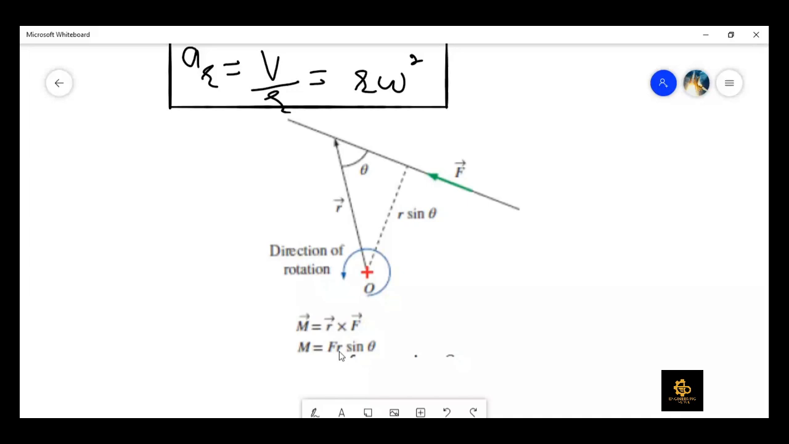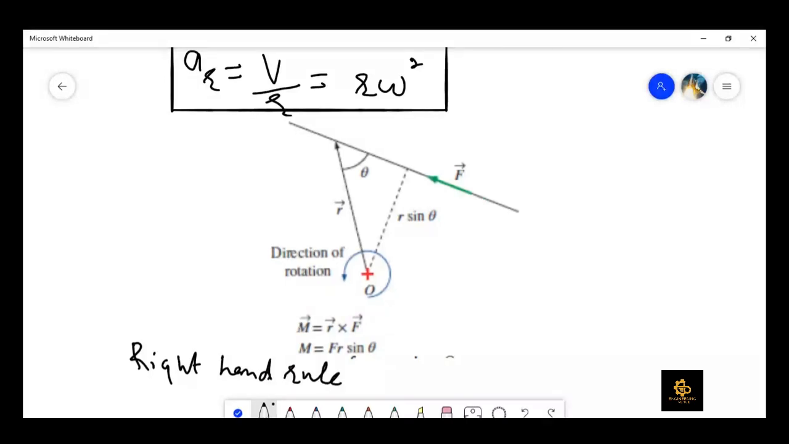For that, there is a rule, we call it the right hand rule. I think that is something we discussed in SSC as well, if I remember right. It says that if the fingers of the right hand are turned in the direction of rotation, then the thumb points toward the direction of the moment vector. Let me show you the figure just for clarity.